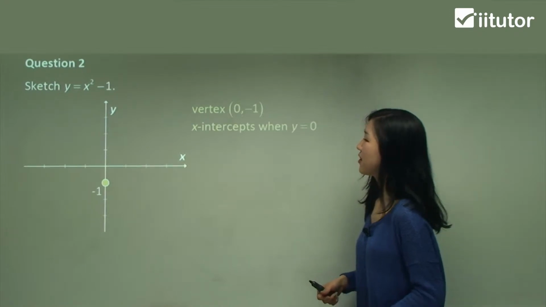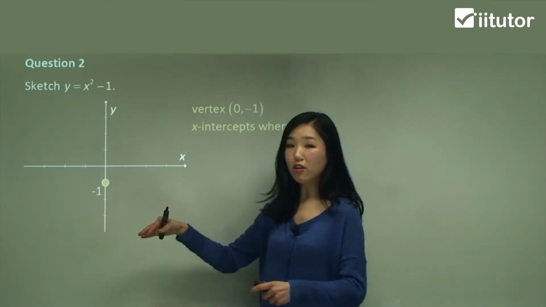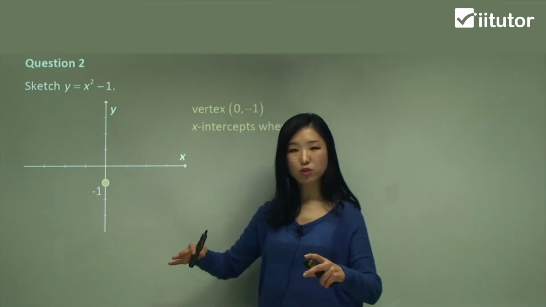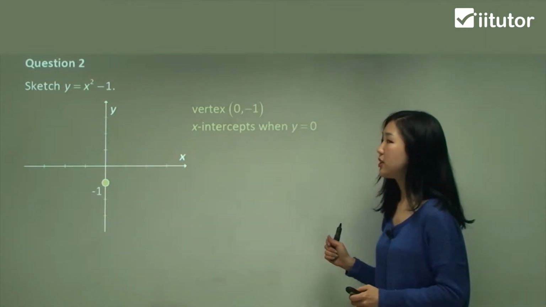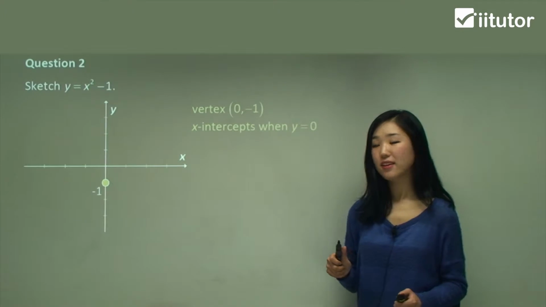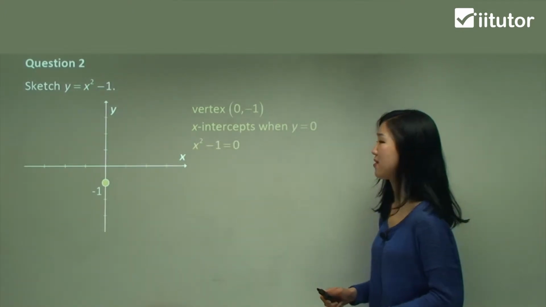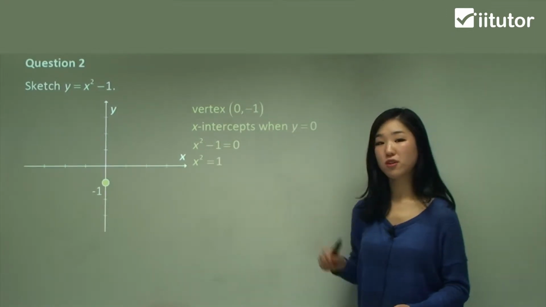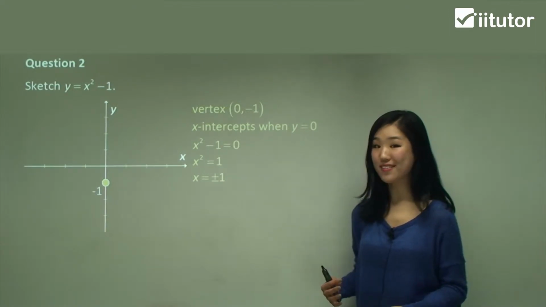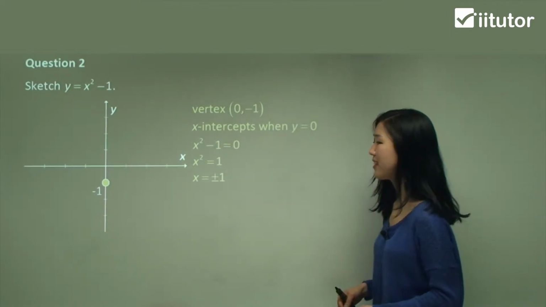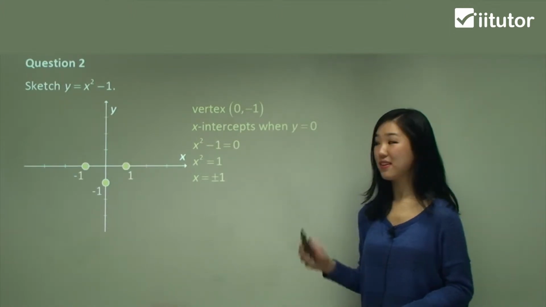I'm also going to state the x-intercepts, when y equals 0. Because it's shifted down, the graph will all shift down, which means we're going to have some values of x for the intercepts, don't we? So let's find the x-intercepts. Substitute y equals 0, so x squared minus 1 is 0. I'm just going to move 1 to the other side, and we know that x is going to be plus or minus 1. Don't forget the plus or minus, it's going to be 2 values. Those are my x-intercepts, -1 and 1.